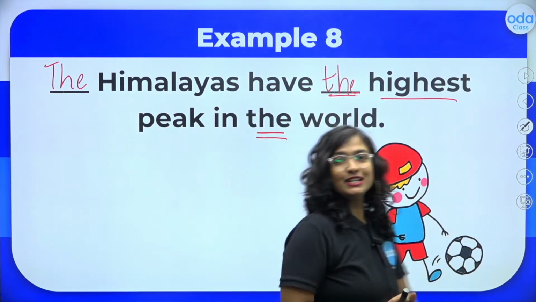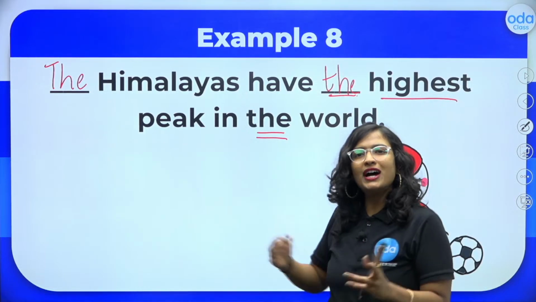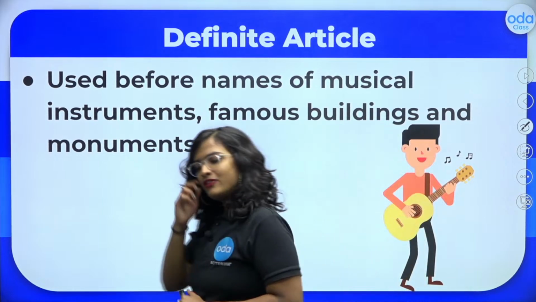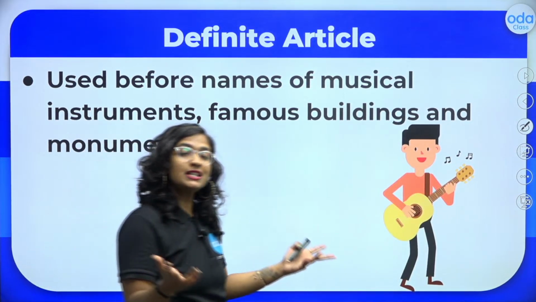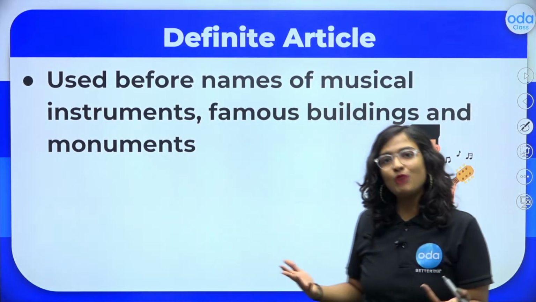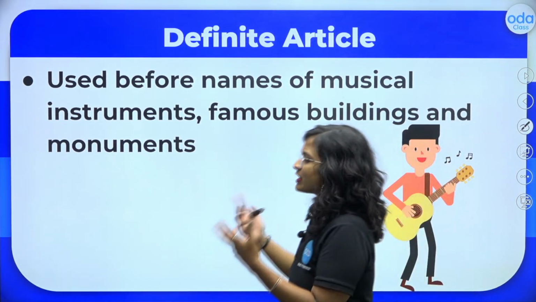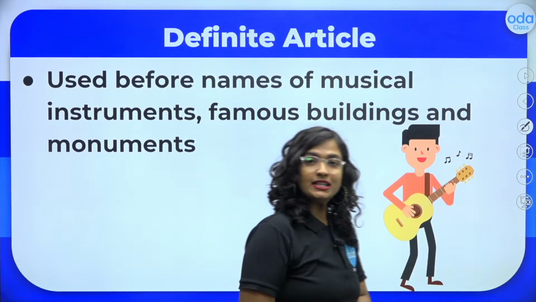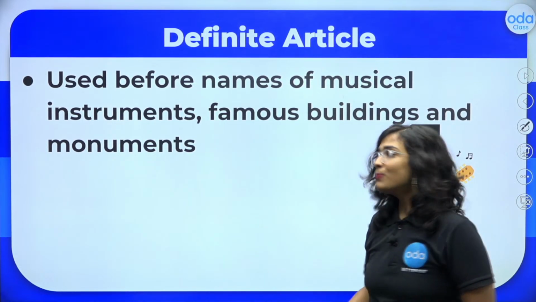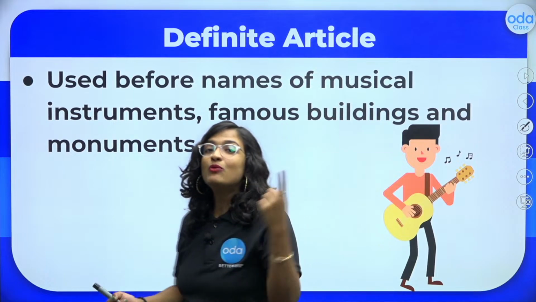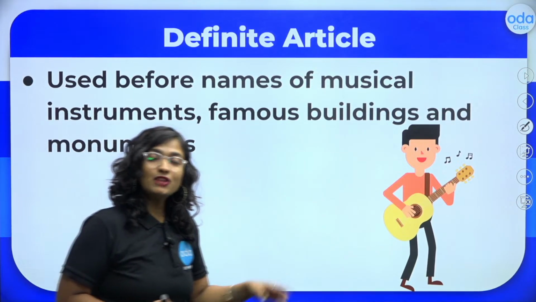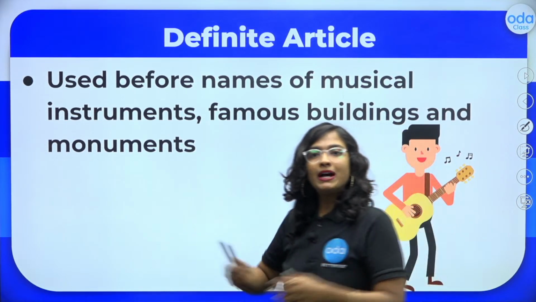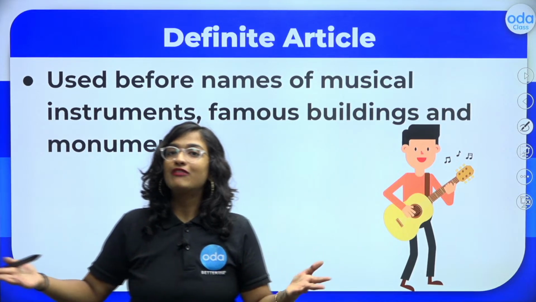Alright, I hope this is all clear to you, students, because now we're going to move on to our last use of our article the. This one is fairly simple. We use our article the before names of musical instruments, famous buildings as well as monuments. Once again, we can draw the same parallel, students, right? Why do we use the before names of famous buildings, before names of monuments? Because more often than not, there will only be one of this monument. There will only be one of this famous building. For example, the Empire State Building or the Eiffel Tower.